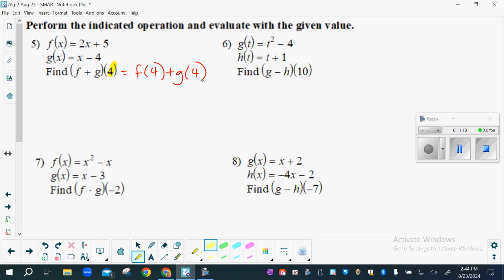So this is f of 4 plus g of 4. So we want to find first f of 4. And so to find f of 4, we're going to do what with the 4? Put it into this equation. So that would be 2 times 4 plus 5. So we're going to find that first, f of 4. And that's going to be 8 plus 5, or 13. So f of 4 is 13.